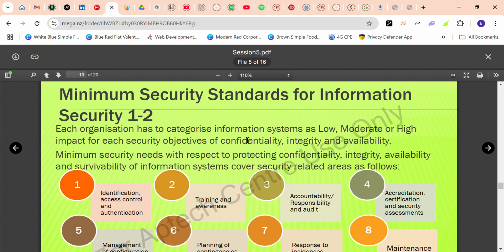And number two, training and awareness. Training the people that manage confidentiality, integrity, and availability. They must be aware of threats and the impact that can be leveraged on that information system. And then we also have accountability, responsibility, and audit. Any task you perform, you must be responsible for it. It must be you that did it, not others.